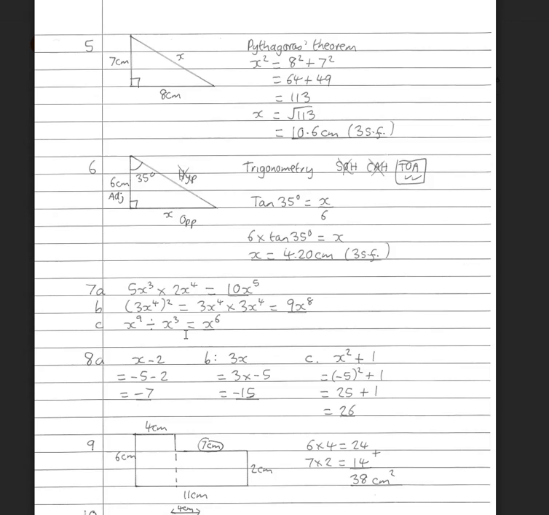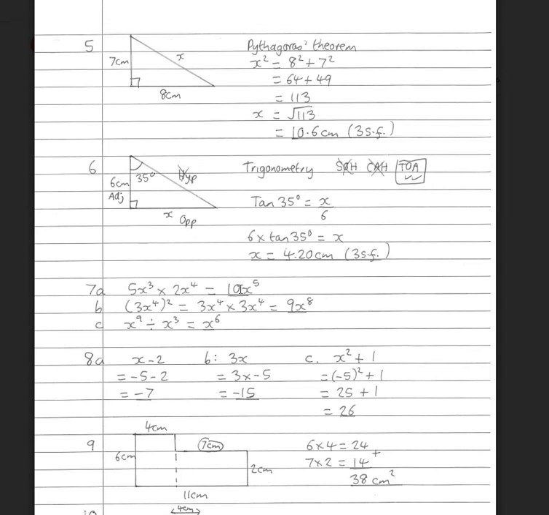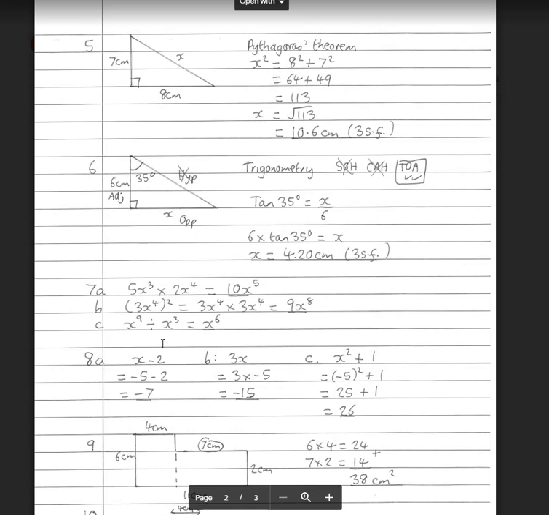Okay. Question 7a. 5x cubed times 2x to the power of 4. Well, you can see that the teacher here has made a mistake because it's not x to the power of 5. It's x to the power of 7. So 5 times 2, just multiply those numbers, is 10. X cubed times x to the power of 4 is x to the power of 7, not 5. Remember, you add the powers when you're multiplying.